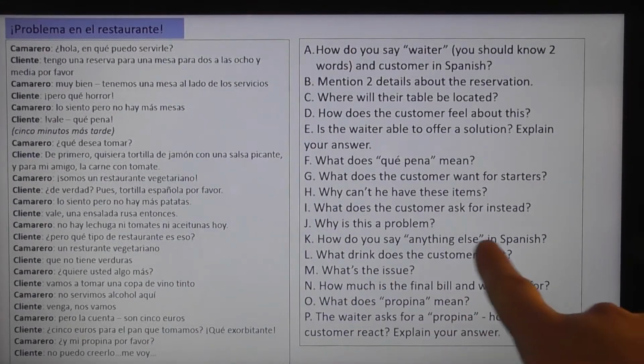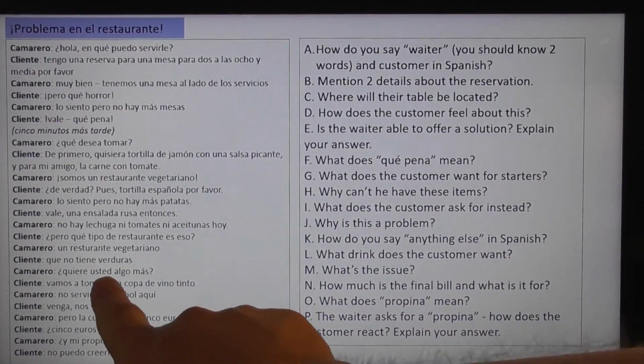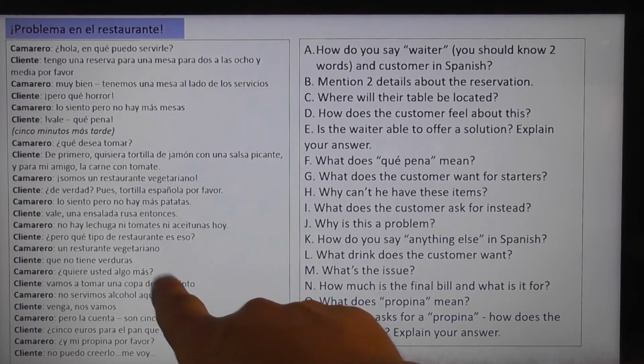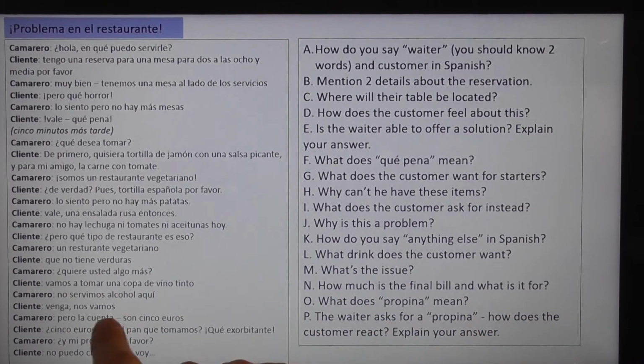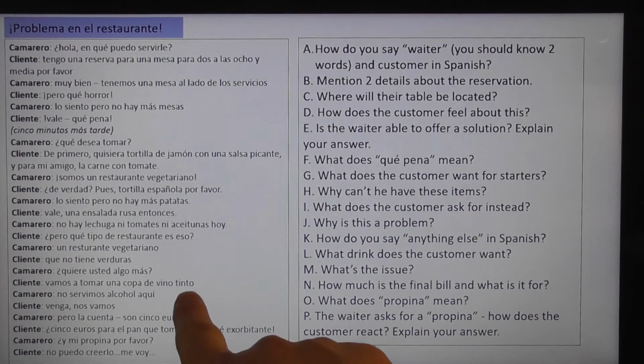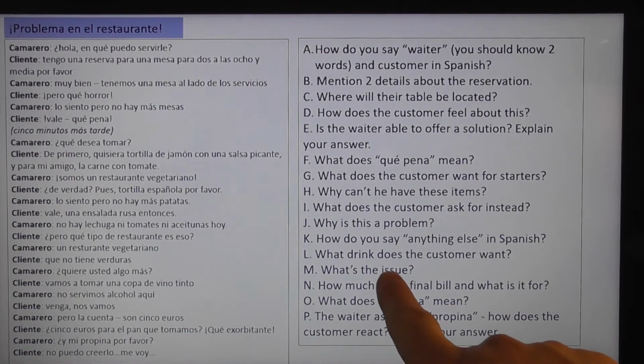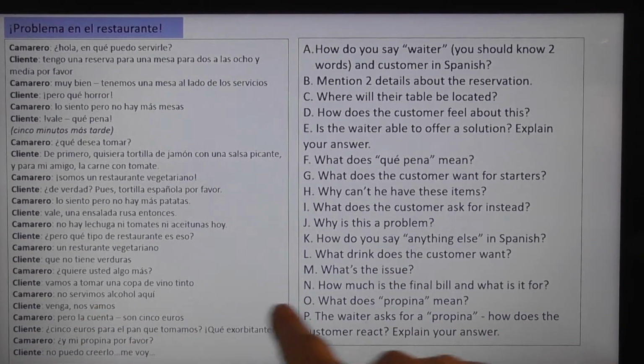How do you say anything else in Spanish all the way down here? Algo más, anything else. What does the customer want to drink? Una copa de vino tinto, a glass of red wine. What's the issue with that? They don't serve alcohol in the restaurant.